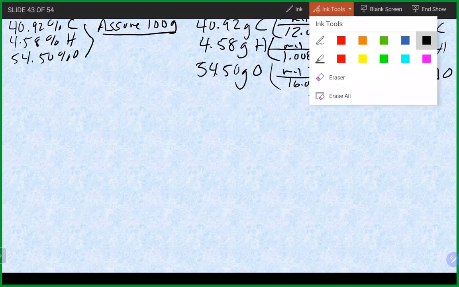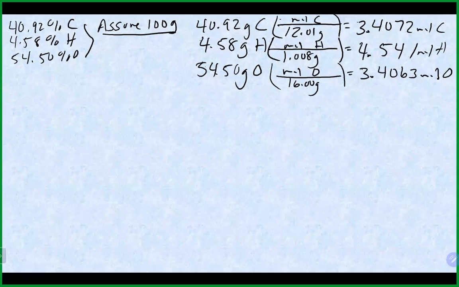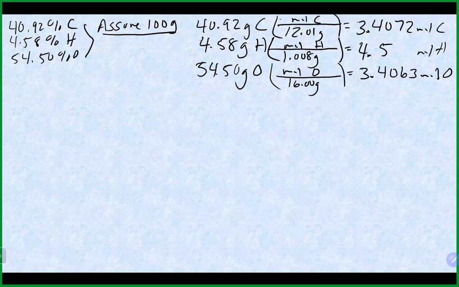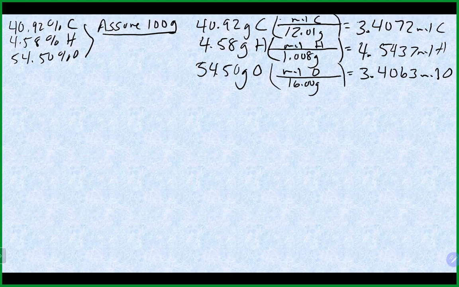We'll do the same numbers. 4.5437. All right, any questions up to there? So it's really the same calculation we've been talking about, periodic table, grams to moles. At this point, we have the moles of each of the elements that are involved.